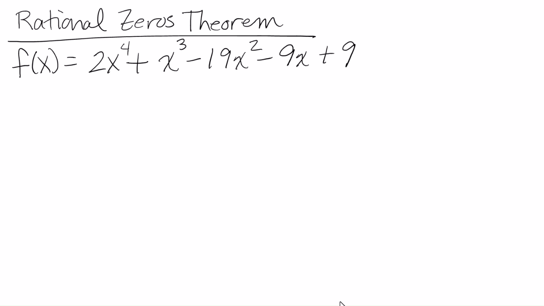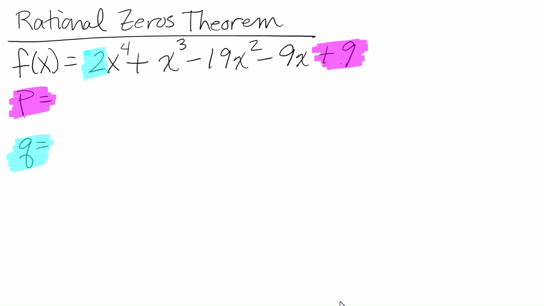And if you look back at your notes, we have to make two lists, a list for P and a list for Q. The list for P are all possible factors for the constant term of our function. The list for Q are all possible factors of the leading coefficient of our function.